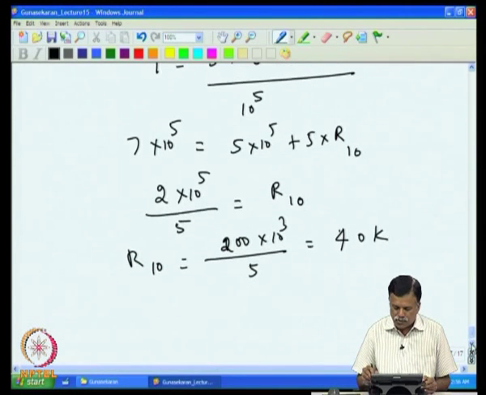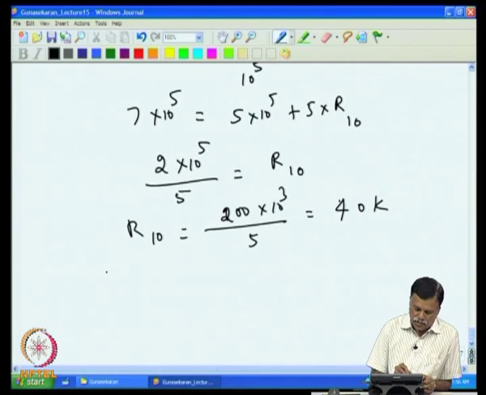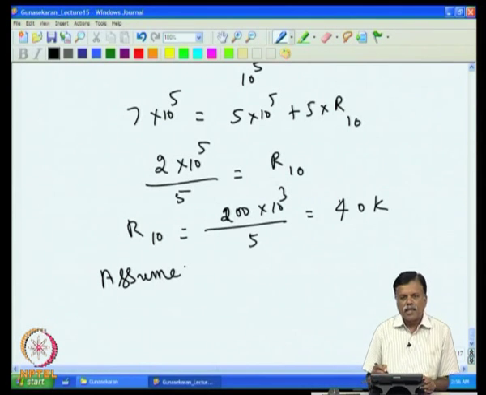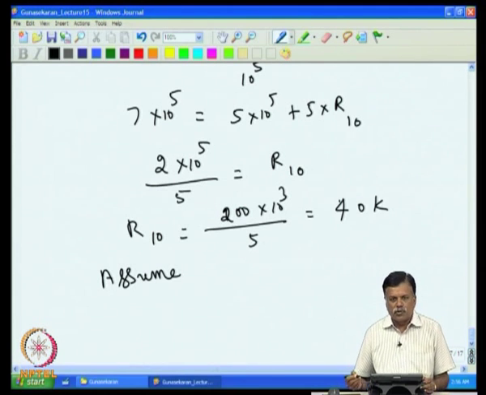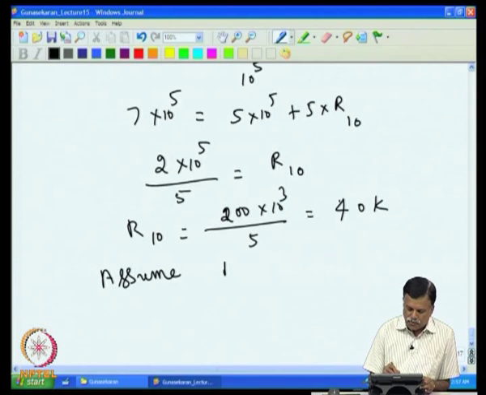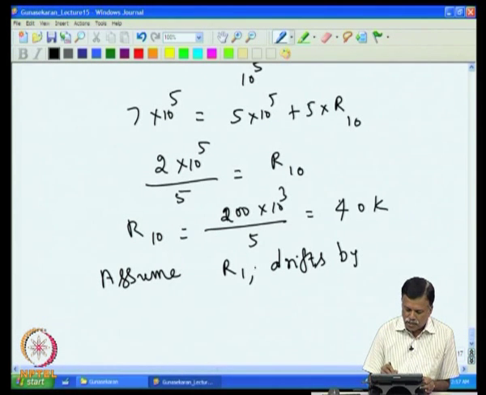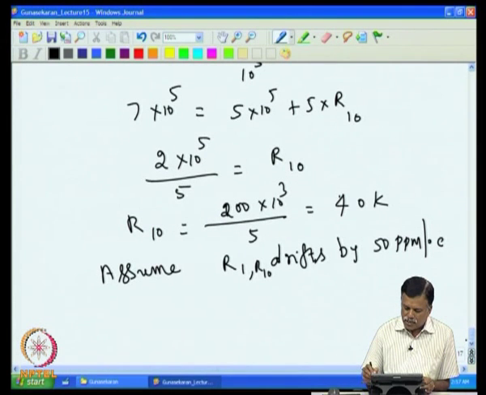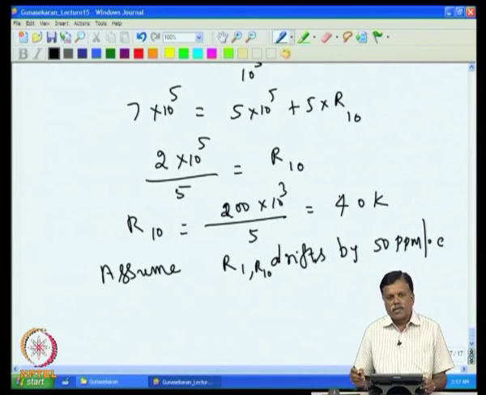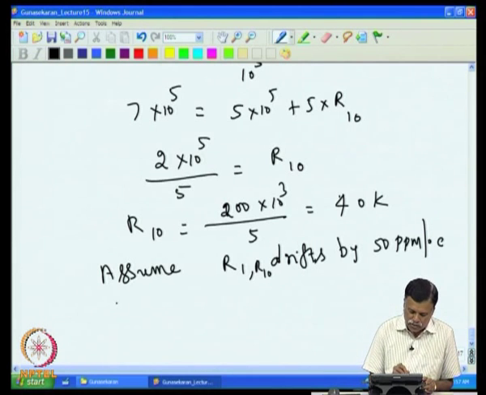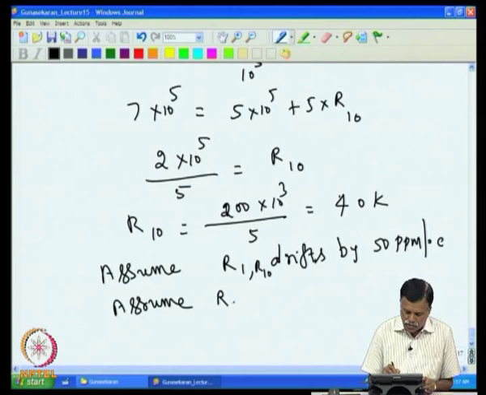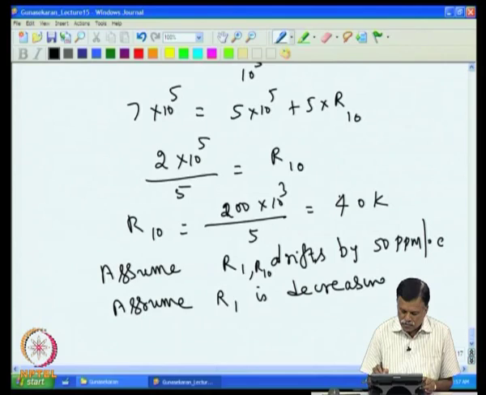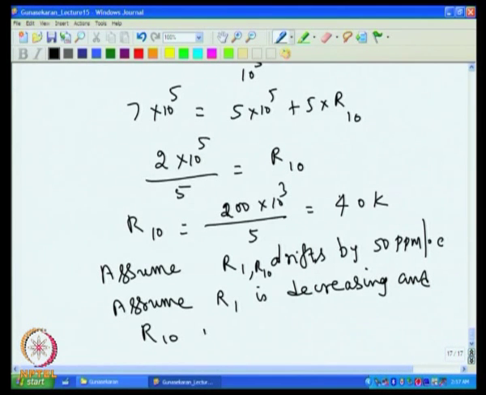Now we fix the drift. Assume we use 50 ppm resistors; it can be 25 ppm or 10 ppm, that depends upon what drift you are looking for. Here let us assume that we have 50 ppm resistance, R1 and R10 drift by 50 ppm per degree C. We have to find out what the voltage drift is. So, assuming R1 is decreasing, R10 is increasing with temperature.